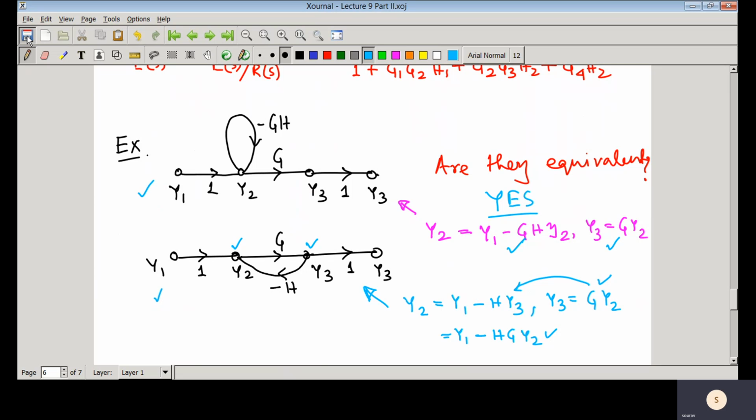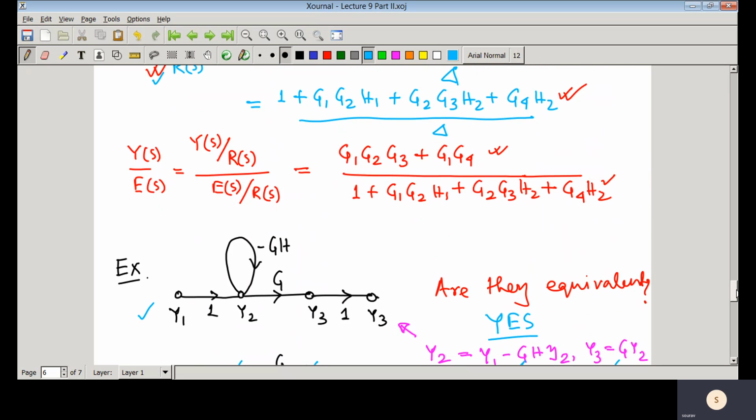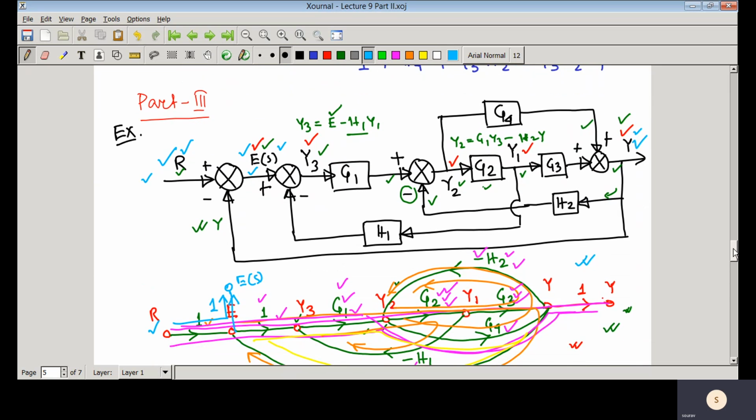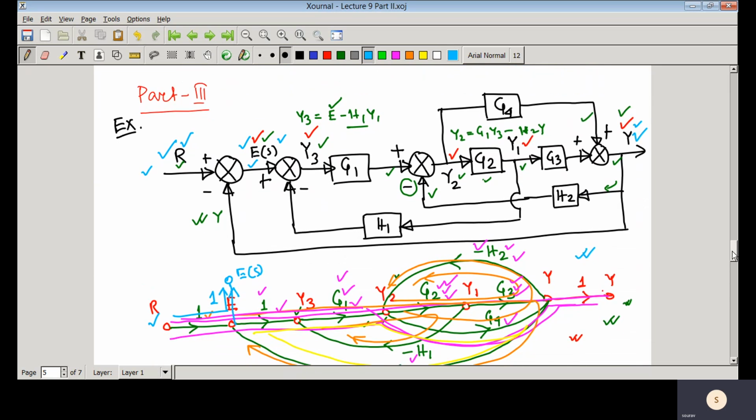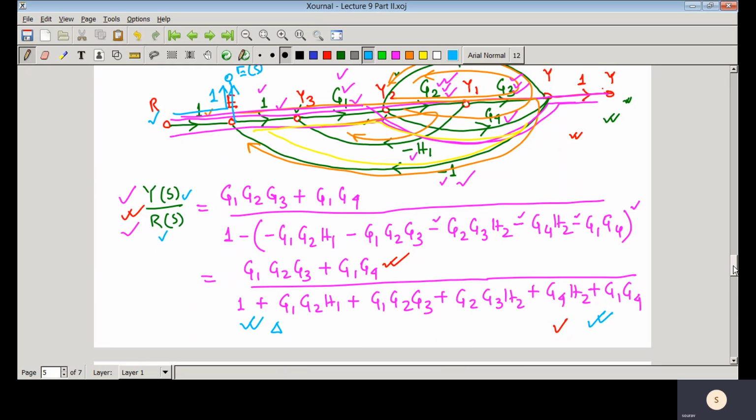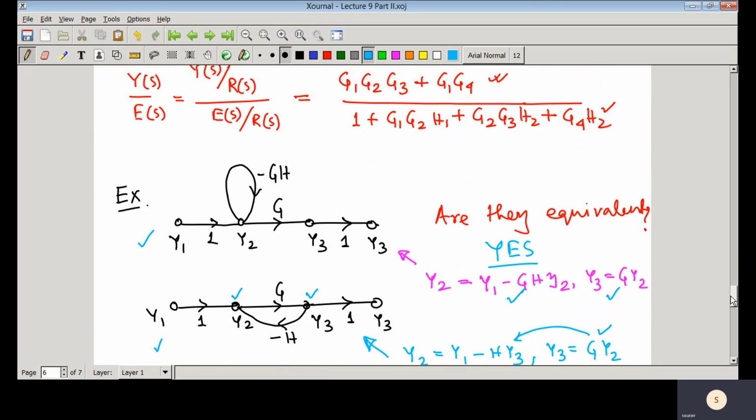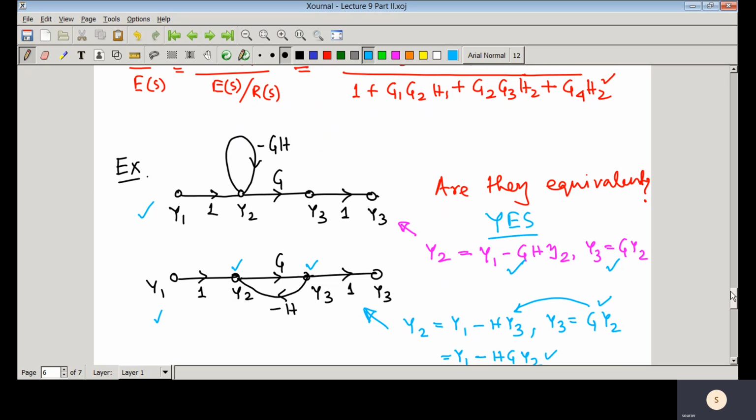So in this part 3, we have taken two examples. The first example is if you have a block diagram, how to find a signal flow graph, and from there using Mason's gain formula, how to find the transfer function. And the second one is if you have two signal flow graphs, they may look different, but they may be the same. So you need to derive all the algebraic equations, and from there you need to conclude whether they are the same or not. Thank you.